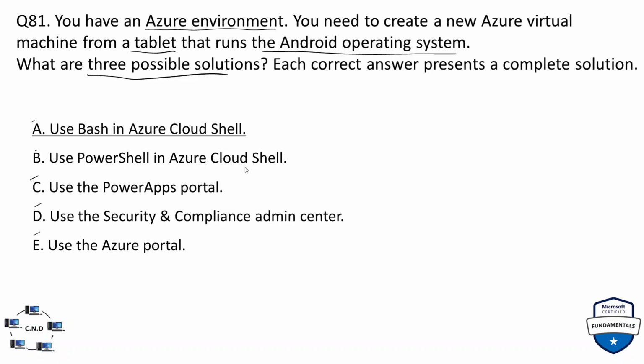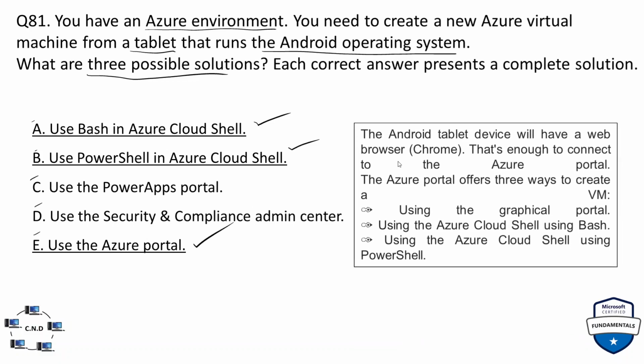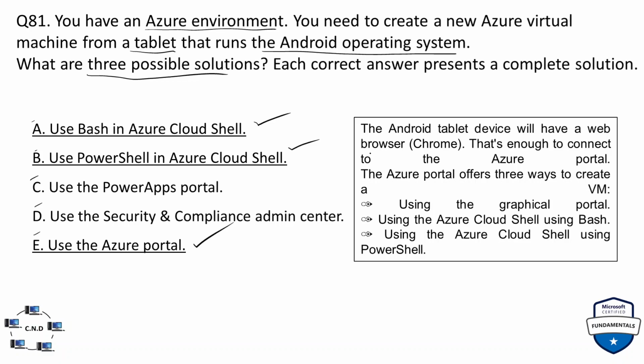So the correct options are: A, use Bash in Azure Cloud Shell. B, use PowerShell in Azure Cloud Shell. And E, use the Azure portal. The Android tablet will have a web browser, Chrome, that's enough to connect to the Azure portal. The Azure portal offers three ways to create a VM. What are these? Using the graphical portal, using Azure Cloud Shell with Bash, and using Azure Cloud Shell with PowerShell.